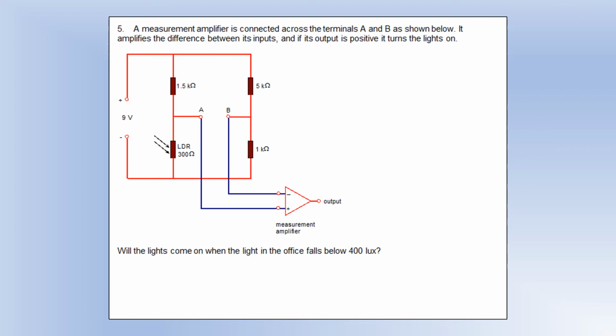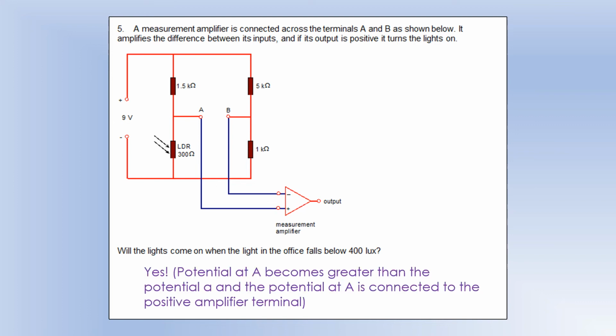So what we said previously, once it dims below 400 lux, LDR resistance goes above 300, so at that point we go, yes, that is going to turn on, because A is going to become bigger than B. So the positive terminal is bigger than the negative terminal, so its output is positive, and therefore the lights turn on. Essentially what the amplifier does is it takes the positive value and subtracts the negative value from it. So that would turn on. And that's important to remember for the next few questions.